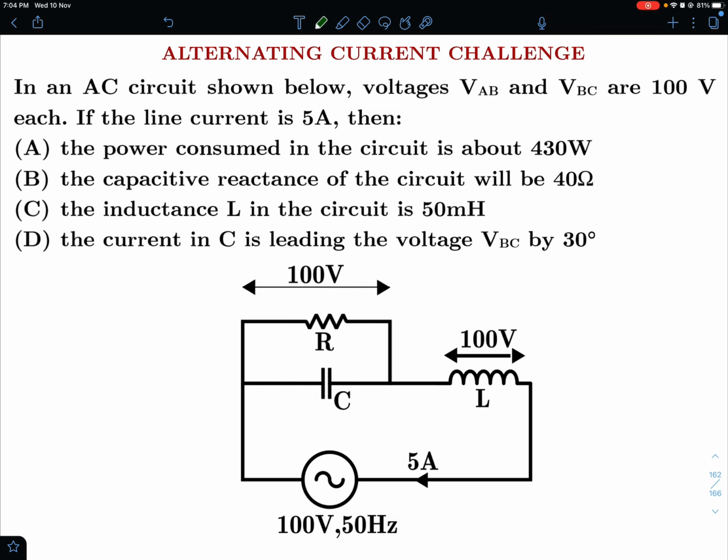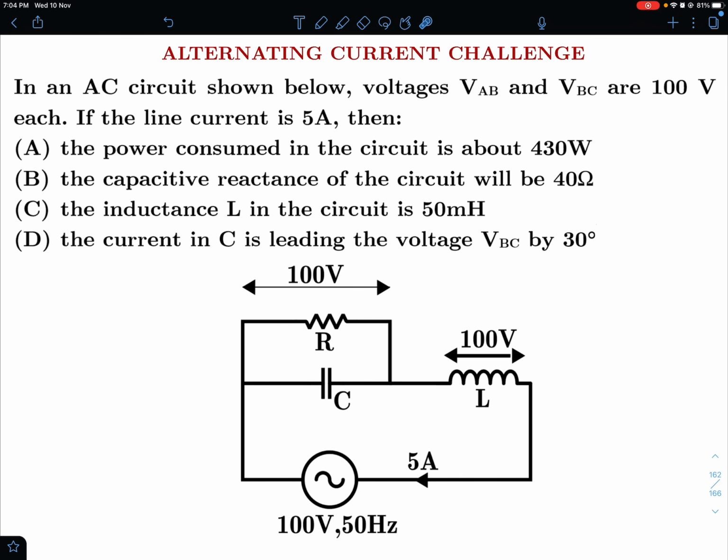And in today's video I have brought a challenge on alternating current. This problem was asked in one of our practice tests last year. So let's have a look into the problem. Many students found this problem to be difficult, and many of the students just left this problem in the exam. So that's why I've chosen this problem. Let's see if you can do this problem.